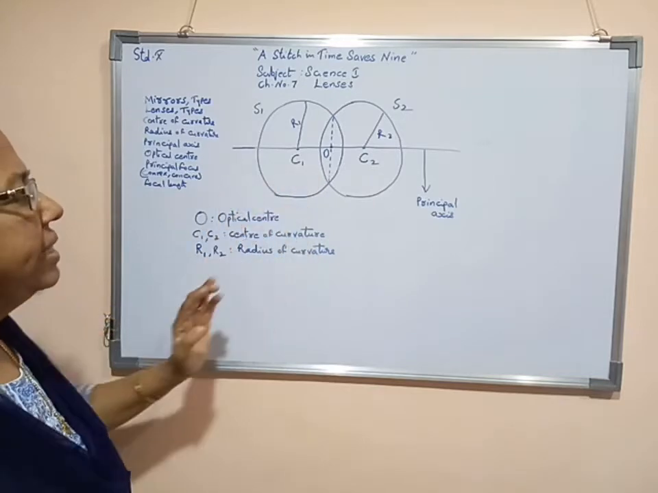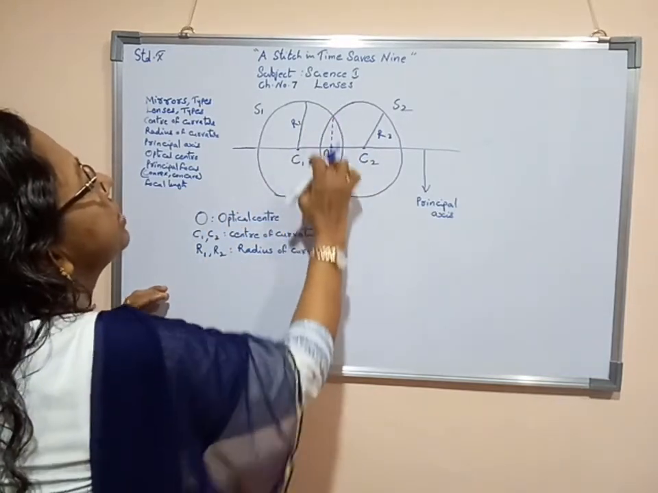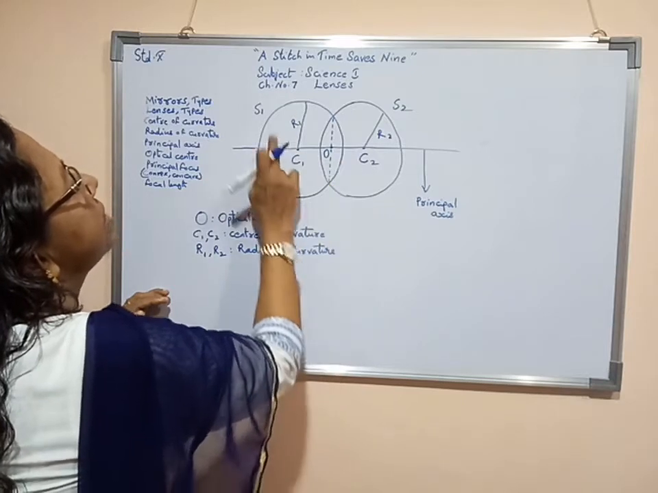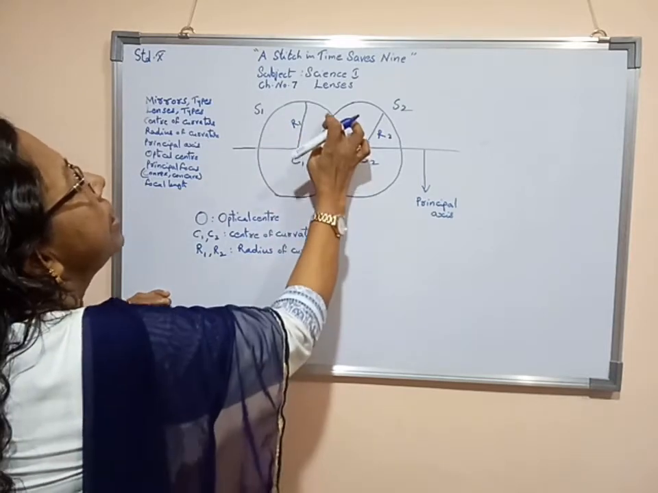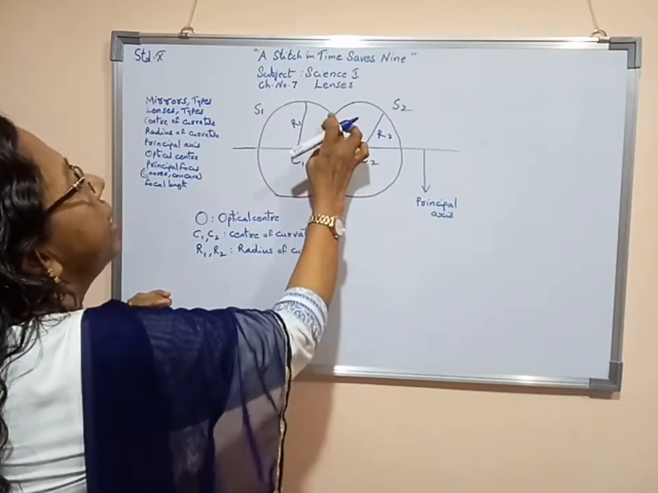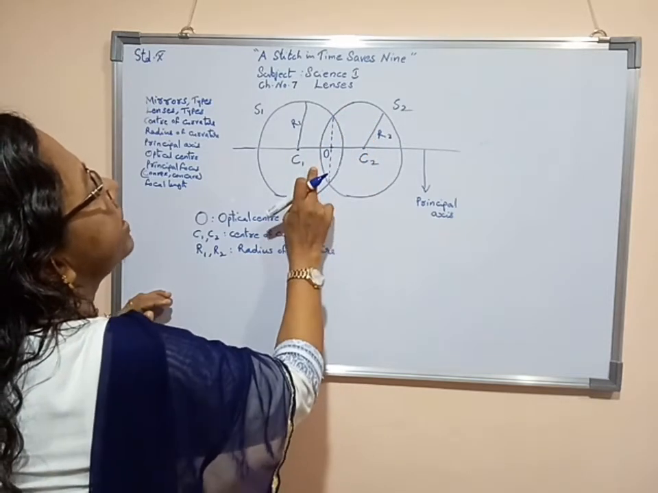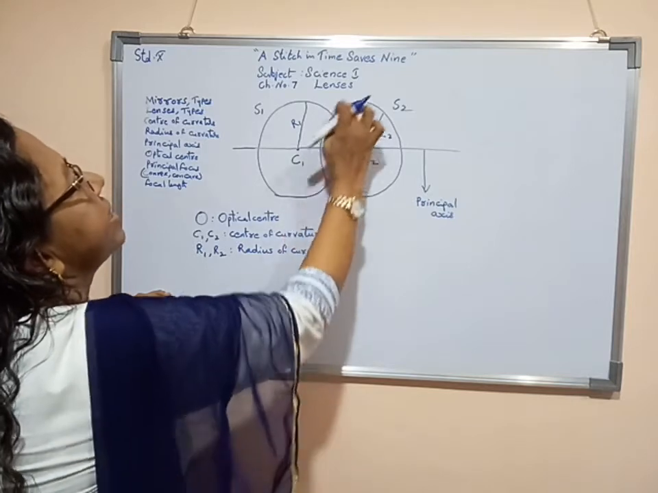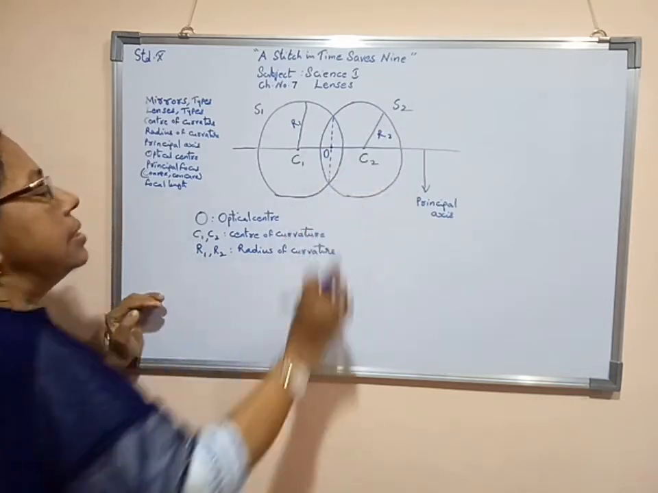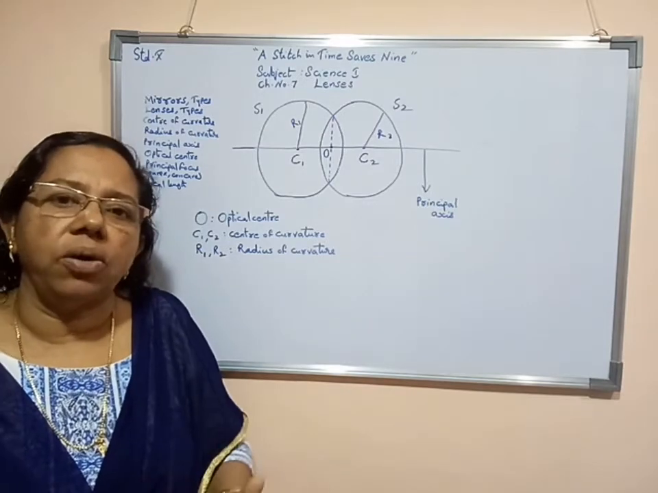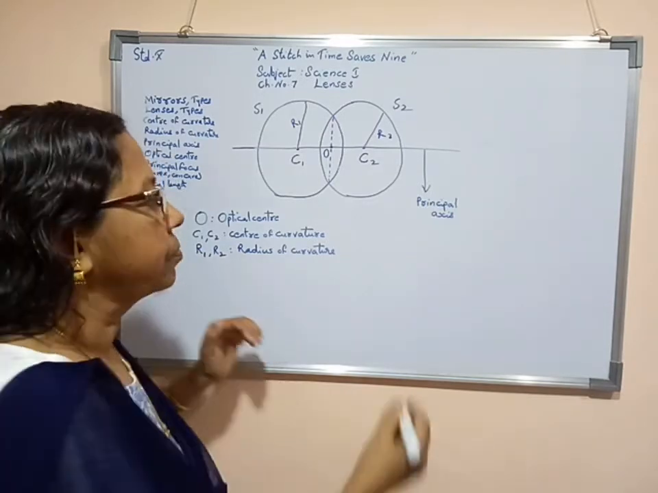Here we have drawn a convex lens. It has two parts. One part of this lens is from this sphere, this side. Now this part or this side of the lens is from this sphere. Now we will study how to make a concave lens.